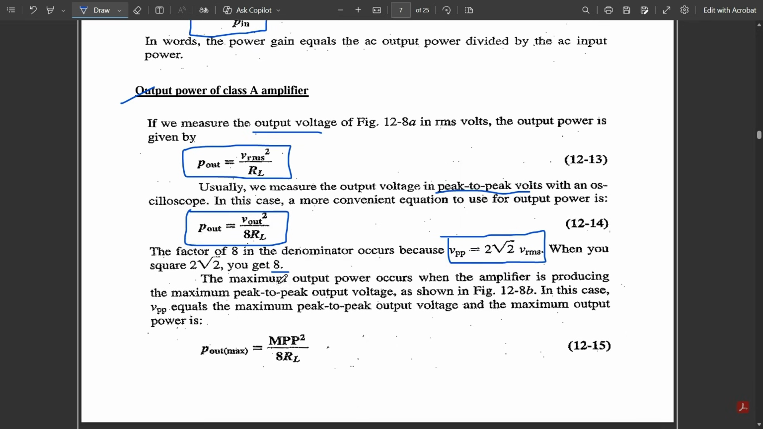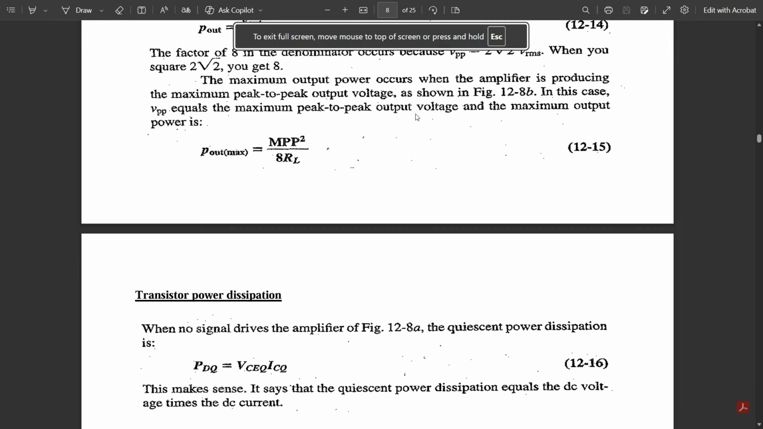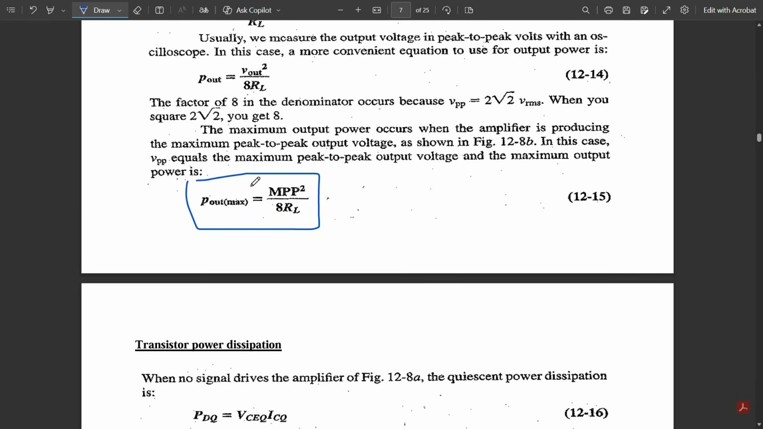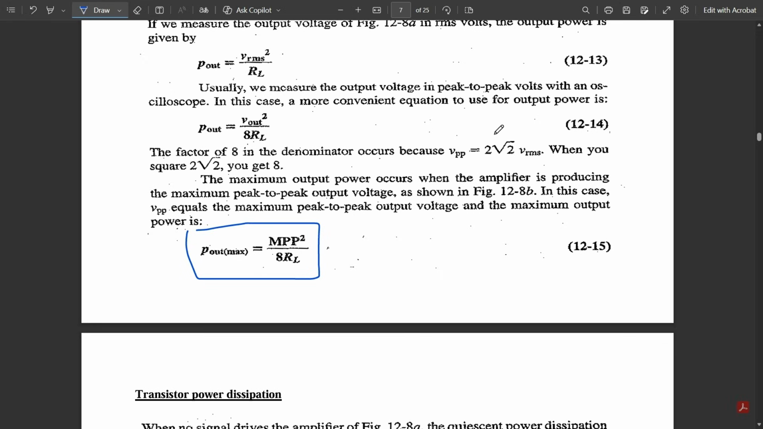So the maximum output power occurs at the maximum amplifier output voltage, and the maximum output power is given by P out max, that is, P out max is equal to MPP the whole square divided by 8 RL. This is with respect to the maximum peak to peak output voltage, because the peak to peak value is 2 root 2 RMS. So that's why P out max is MPP square divided by 8 RL. Hope this is clear.